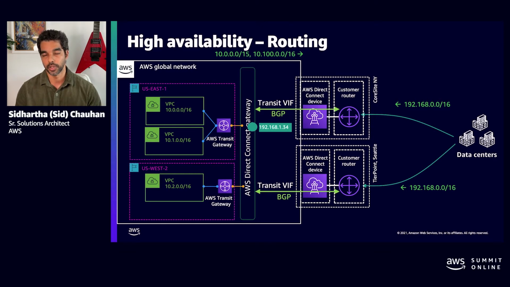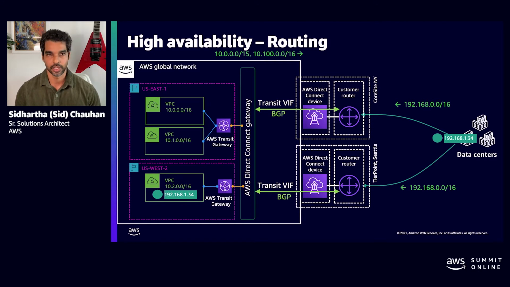Which location and which circuit does it choose to send the traffic downstream? Let's see how it plays out. So the traffic goes through the core site NY location. Interesting. Let's see another scenario where the traffic is now originating from the VPC in US West 2.